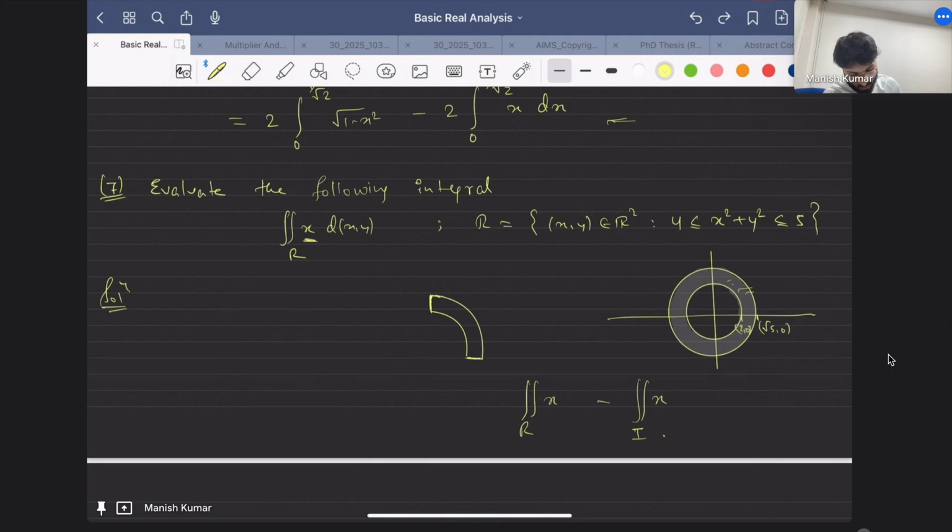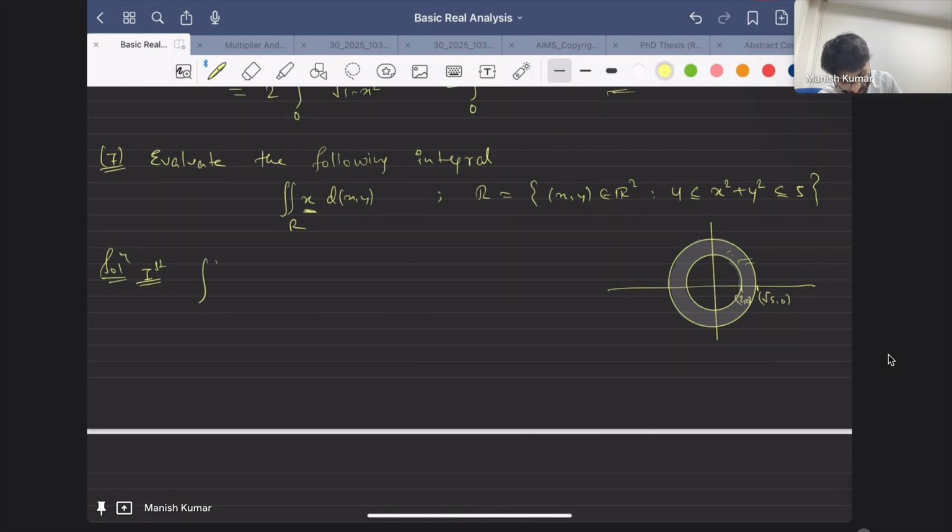Okay, so how should we proceed first? Should we do it for the whole thing and then? Yes, sir, first find this, sir, the bigger circle. Yeah, okay, so let's try to do that. But again, how will you calculate for the bigger circle? So let's say this is D1. Okay, so D1 is the bigger circle, and then the integral over D1 of x dx dy.